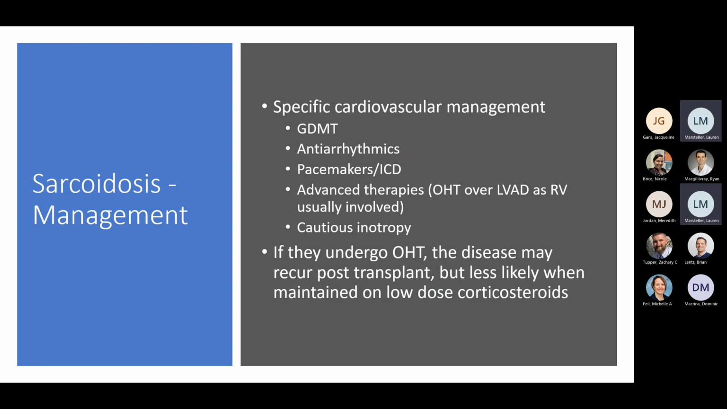We can use inotropes in these patients, but we usually are very cautious, and that's because of how arrhythmogenic sarcoid can be. So, we can use milrinone at obviously the lowest dose possible, with continuous telemetry, monitoring them in the hospital. But we have to be really careful. And it is important to consider that if these patients do undergo heart transplant, they could have sarcoid recur post-transplant, but that's really less likely when they're maintained on the immunosuppression and the corticosteroids.